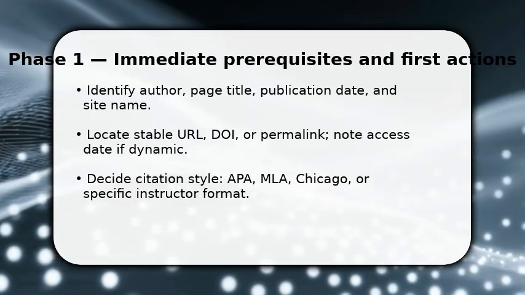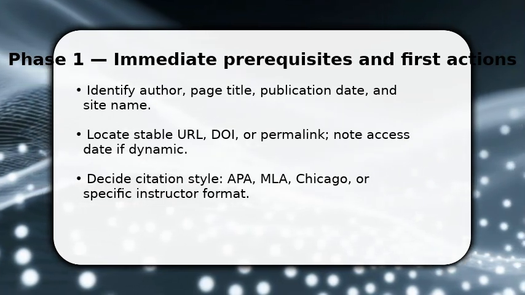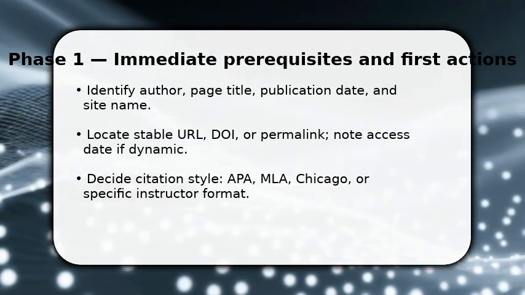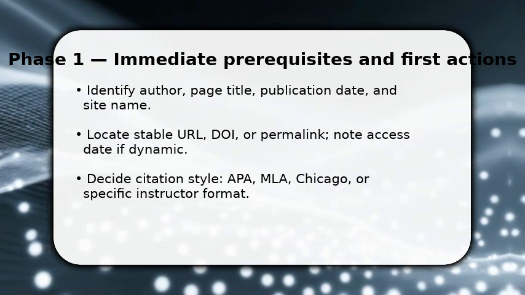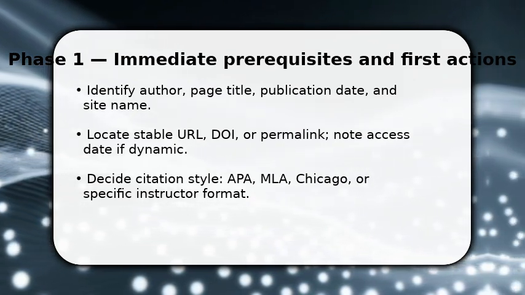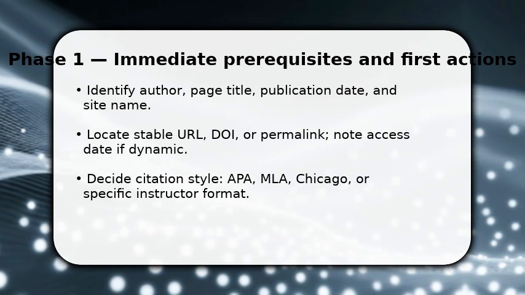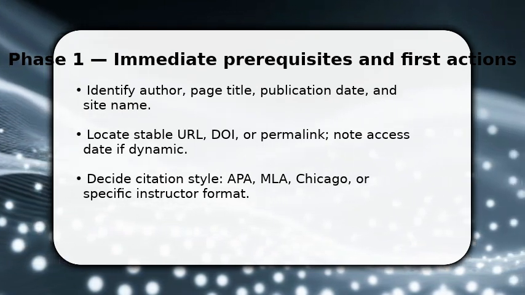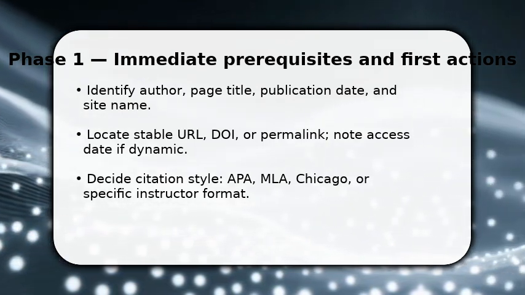You start by confirming the facts that make a citation reliable. Find the author and page title, then check for publication date. If none, mark it as undated. Next, locate a stable URL, DOI, or permalink and note your access date for dynamic pages.